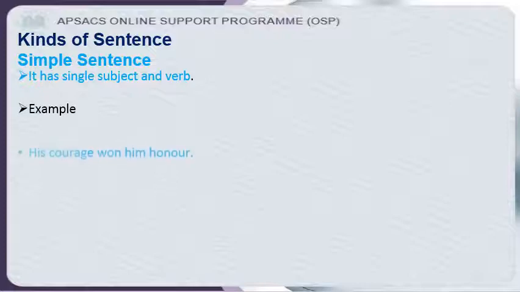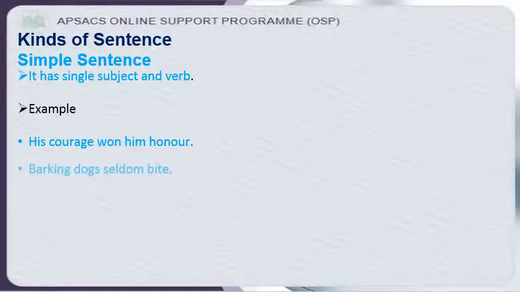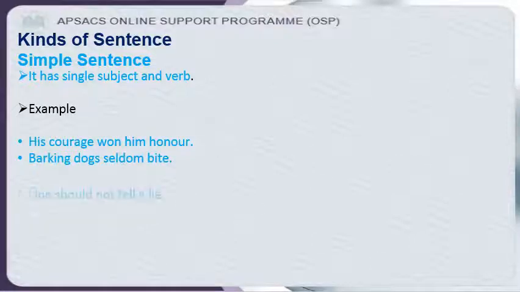Look at the examples. His courage won him honor. Barking dogs seldom bite. One should not tell a lie. So these all are simple sentences because they have one subject and one verb, and they convey a complete and single idea. One idea is there. And notice that a simple sentence isn't necessarily short. It can be multiple words describing a single person or object as well.